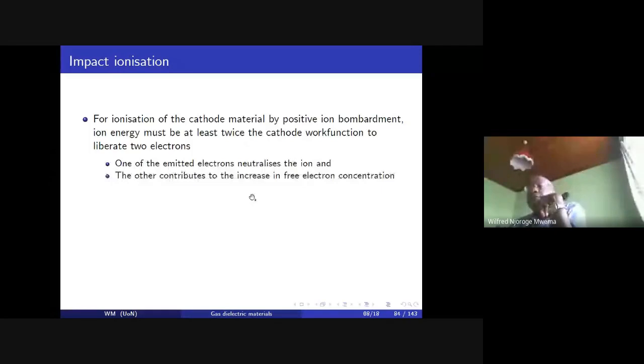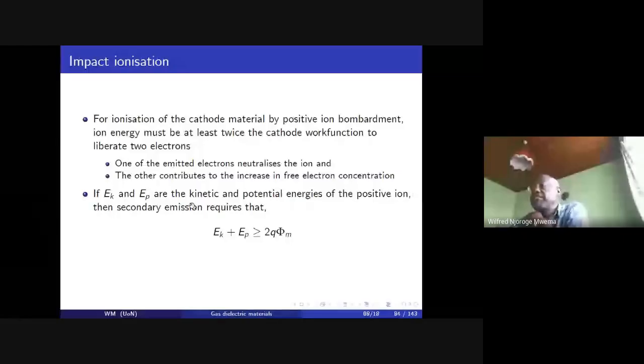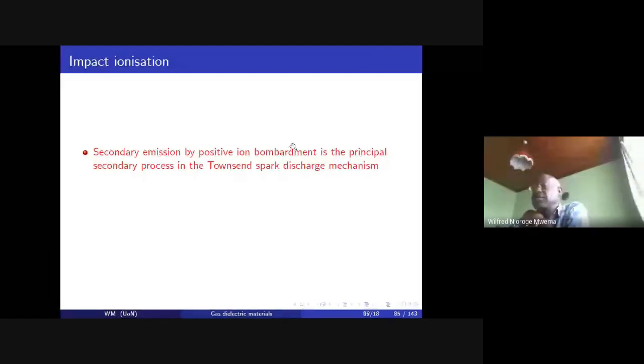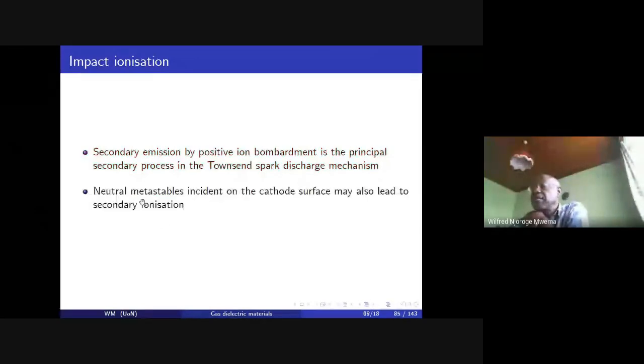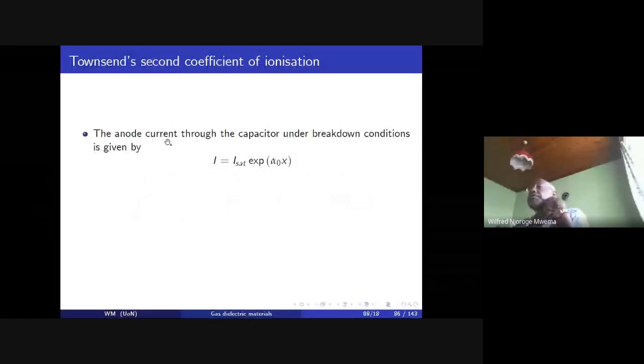And therefore, if the kinetic emission energy of the molecule is greater than at least twice the work function of the metal, the secondary process is the Townsend spark discharge mechanism. And neutral metastables that are incident on the cathode surface may also lead to secondary ionization of the cathode as well. So this leads to a second coefficient of ionization by Townsend, and we see this as follows.